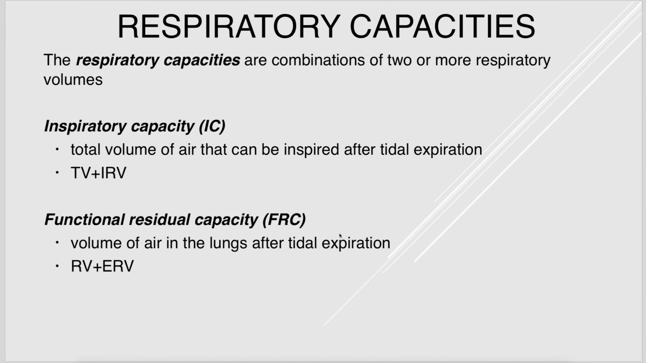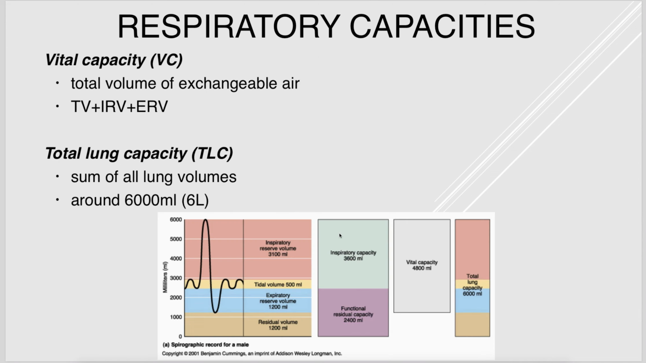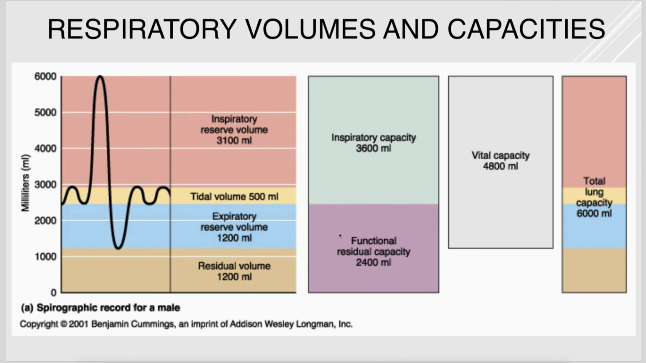So the capacities, you get the capacities by combining different volumes. Inspiratory capacity is the total volume of air that can be inspired after tidal expiration. The functional residual capacity is the volume of air in the lungs after a tidal expiration. Vital capacity is the total volume of exchangeable air. Remember, not all of that air in the lungs is exchangeable, because there's a lot of anatomical dead space. Only the stuff that's in the alveoli is exchangeable. So vital capacity is never really close to total lung capacity, which is the sum of all the lung volumes. You've got about 1,200 mLs of dead space in the lungs.